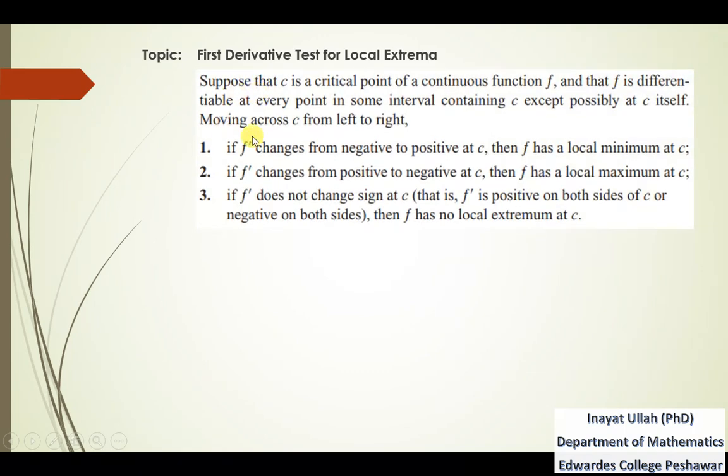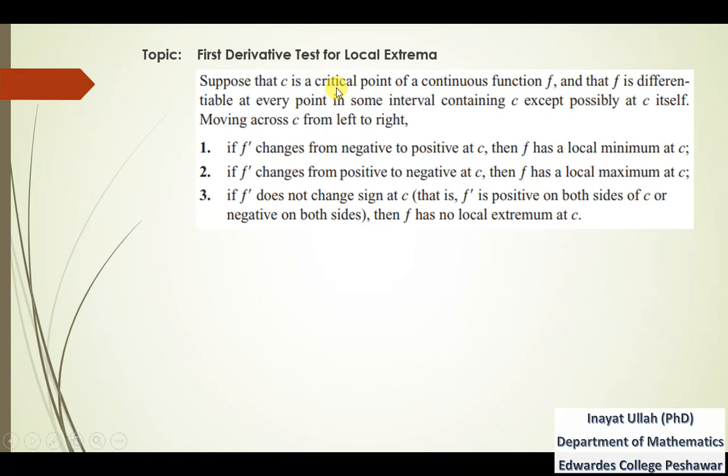Now what is the first derivative test? Suppose that c is a critical point of a continuous function f. What is a critical point? We have studied this in the previous lecture, that a critical point is that point at which we draw a tangent, and that tangent is parallel to the x-axis. Those values of x are called critical values of the function f.